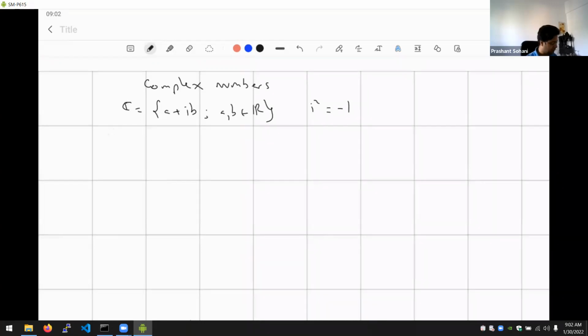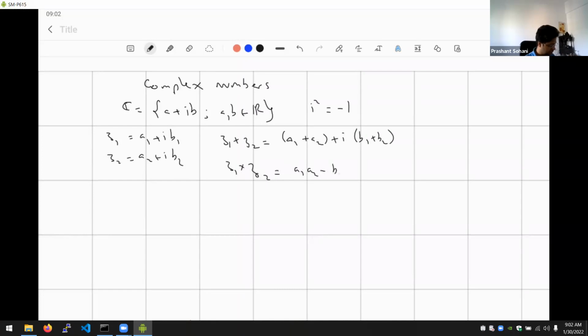And then if z1 and z2 are two complex numbers, we define how to add them and things like that. So z1 plus z2 was a component-wise addition. And the product was basically you expand just the way you expand typical brackets. Okay, and we looked at the geometric interpretations of these two operations.